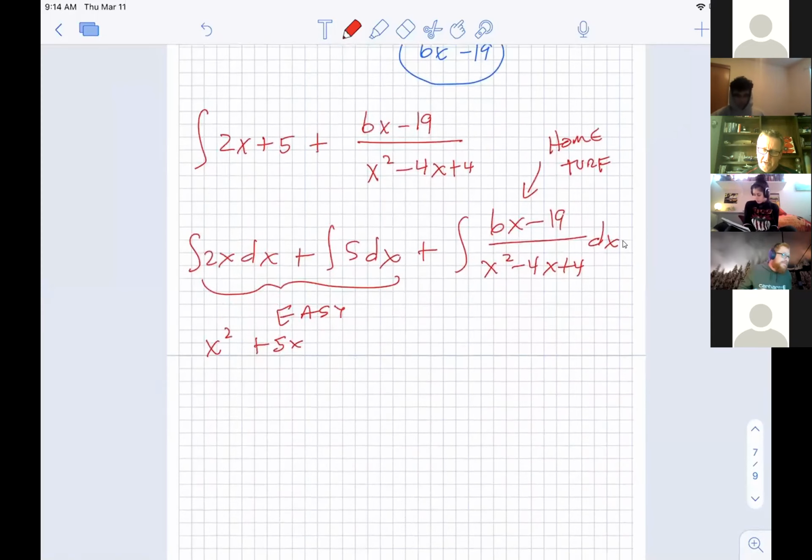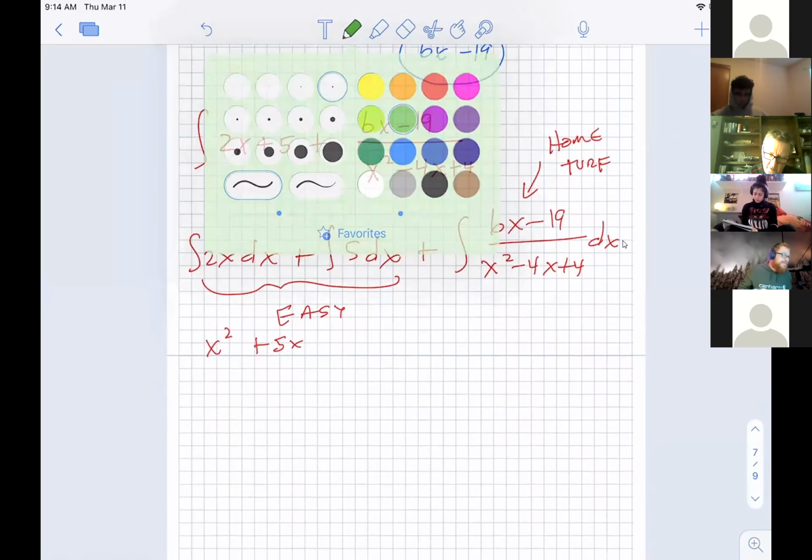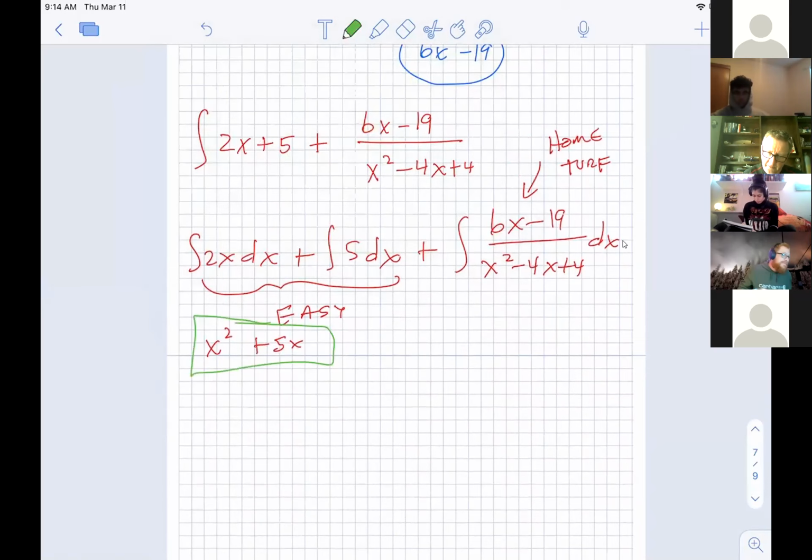But something's going to happen here. So watch me do this. Something's going to happen here that is not good. So we're done. We got these two things solved, but we still have this integral of 6x minus 19 over the denominator, factored. Hey, that's interesting. x minus 2. It factors to the same thing twice. Do you notice that?